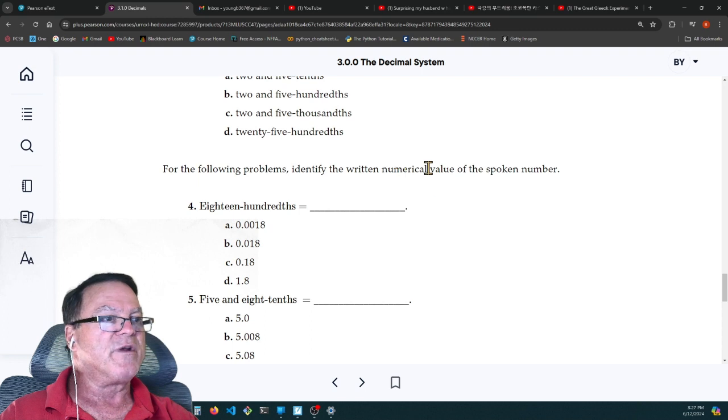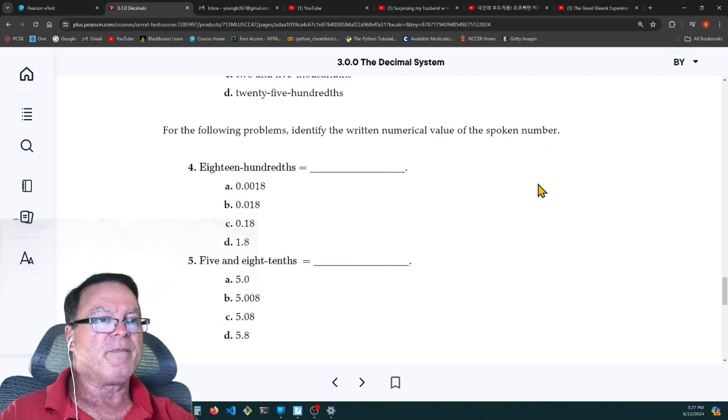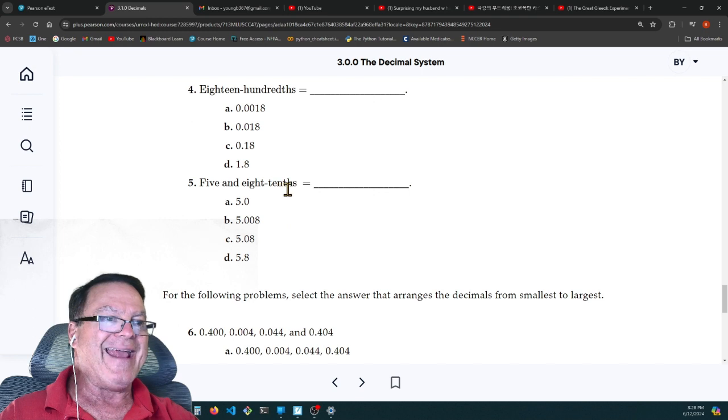For the following problems, identify the written numerical value of the spoken number. So 18/100ths is 0.18. The 8 is in the hundredths column, so we want to make sure it's 0.18. That's 18/100ths. If you're not sure, then just read the numbers that they have in front of you and see which one sounds right. This is 1 and 8/10ths. This is 18/100ths. This is 18/1000ths. And this is 18/10,000ths. So they want 18/100ths. 5 and 8/10ths. That's 5.8.